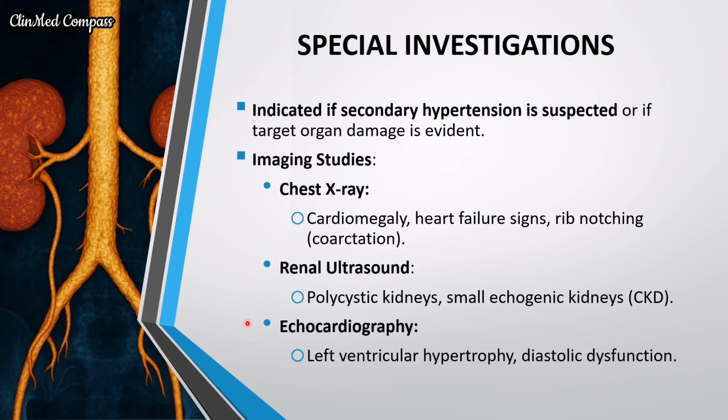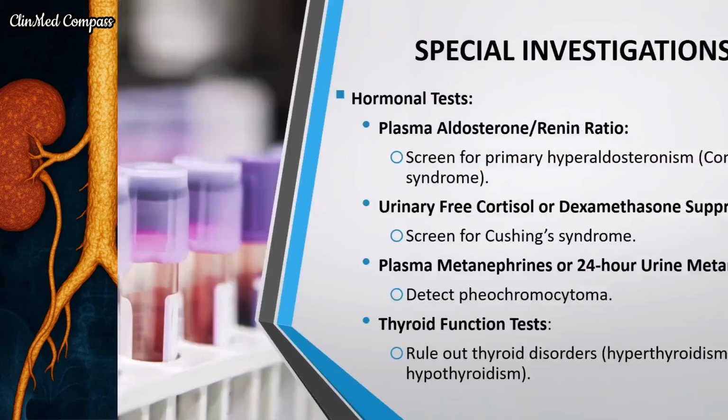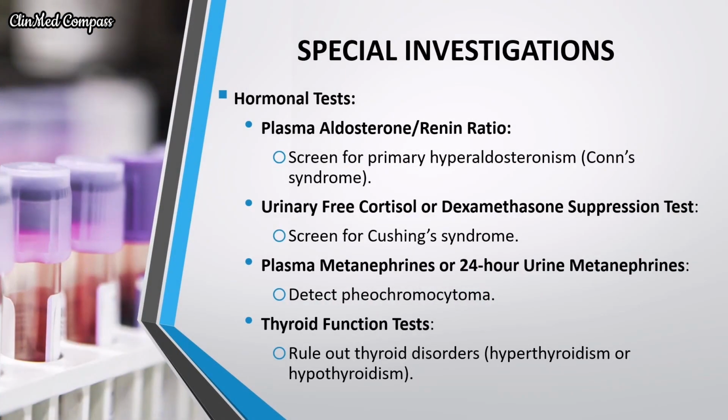Echocardiography. This provides a more detailed view of the heart to detect left ventricular hypertrophy, diastolic dysfunction, and valvular disease. This test provides structural insights and confirms suspicion raised during history and physical examination. Then we look at hormonal investigations that can be done. Plasma aldosterone renin ratio. This helps to screen for primary hyperaldosteronism.